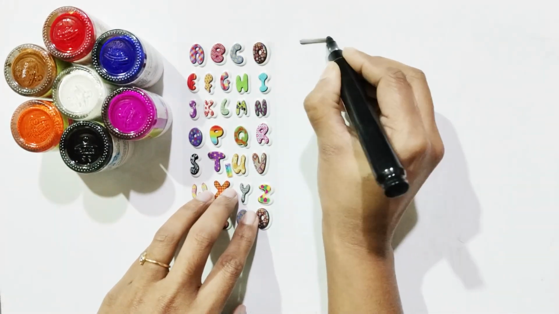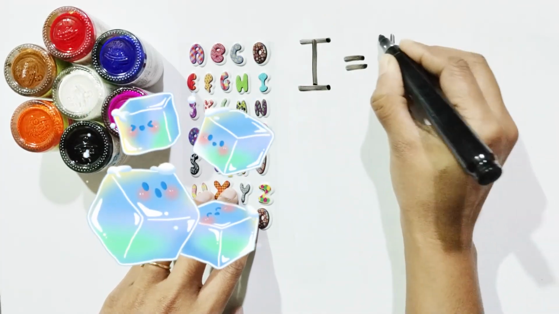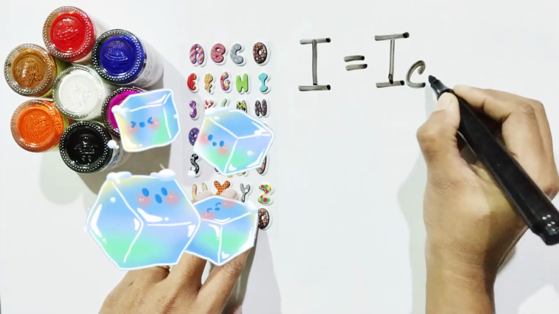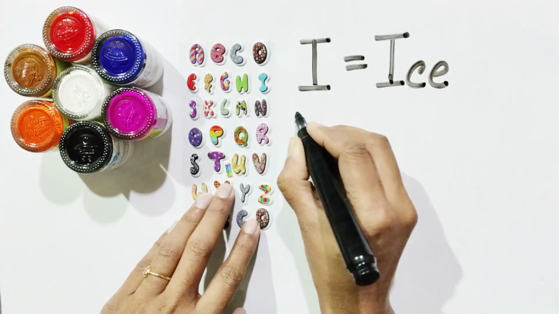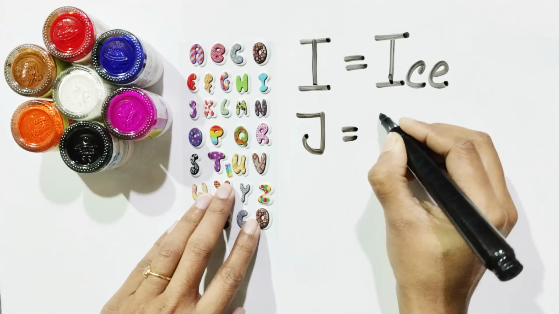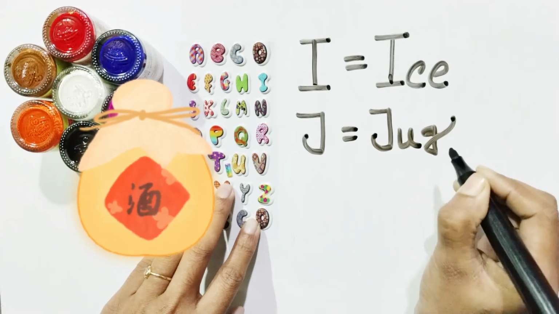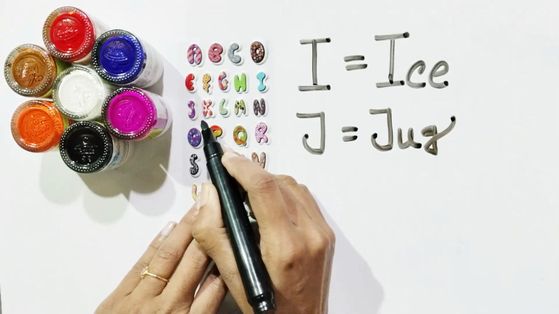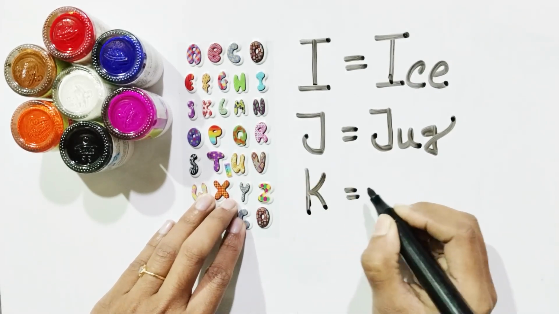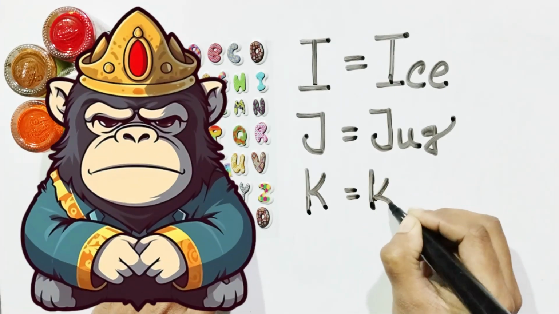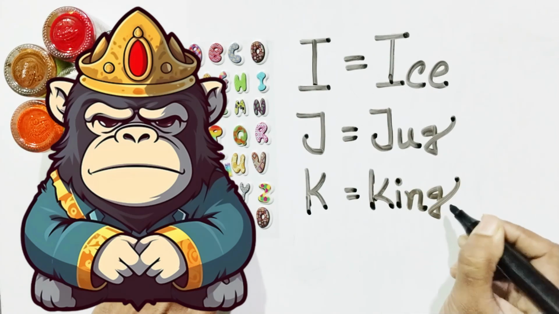I. Write with me I. I is for ice. I C E ice. J. J is for jug. J U G jug. K. Write with me K. K is for king. K I N G king.